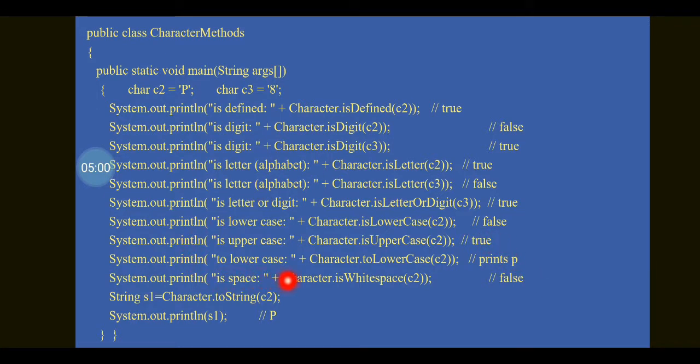And Character.toString(). It is the method used to convert the character into string form, so that the character stored in c2 is converted and stored in the string s1. System.out.println(s1) will print the particular thing in the form of a string.